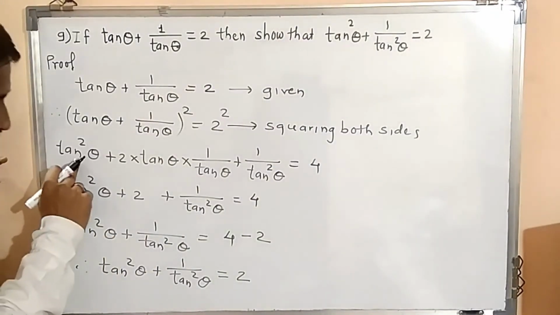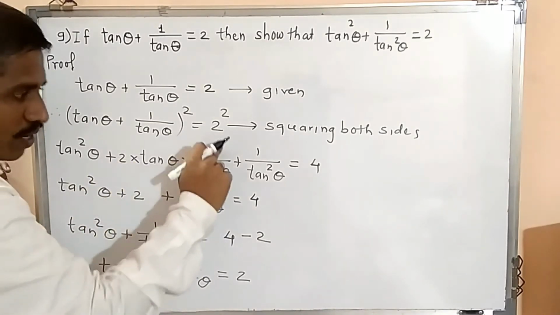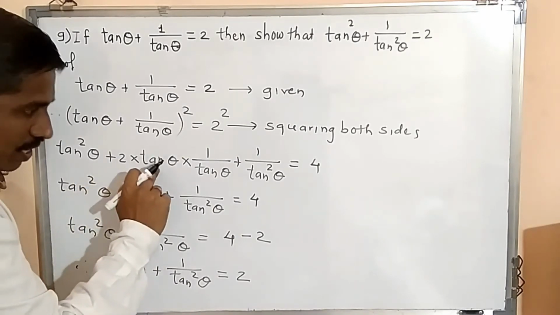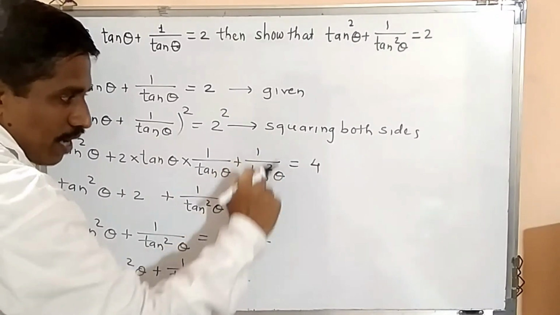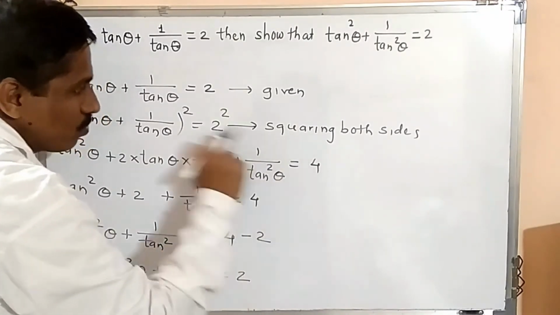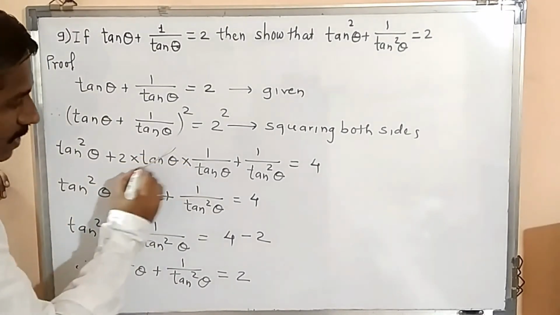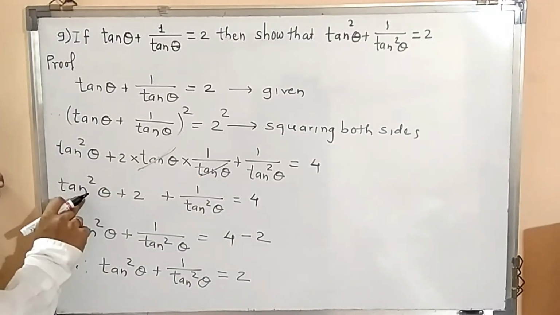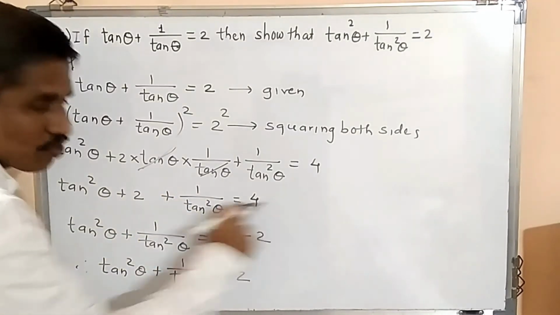So that is tan square theta plus 2 into tan theta into 1 upon tan theta. Try to understand this: this is 2 into A into B. Plus this is B square, that is 1 upon tan square theta, is equal to the square of 2, which is 4. This tan theta in the numerator and this in the denominator will get cancelled. What will I get? Tan square theta plus 2 plus 1 upon tan square theta is equal to 4.